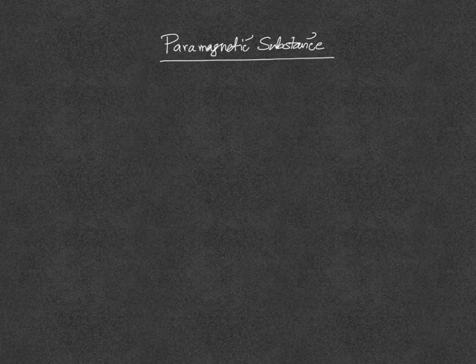So in the last lecture we have dealt with ferromagnetic substance. In this lecture we will deal with paramagnetic and diamagnetic substance. So let us deal with first a paramagnetic substance. The difference between para and ferromagnetic substance is that ferromagnetic substance creates a very strong atomic magnet, and paramagnetic substance creates a very weak atomic magnet.